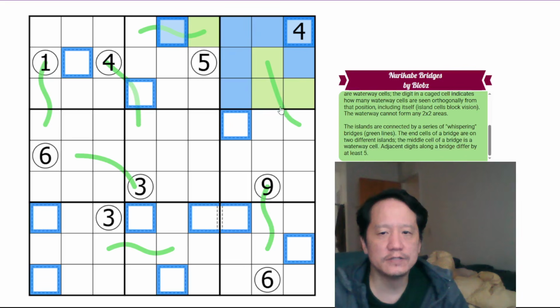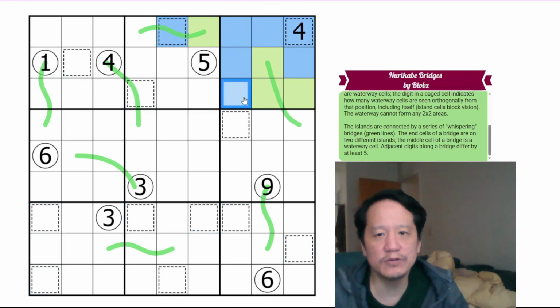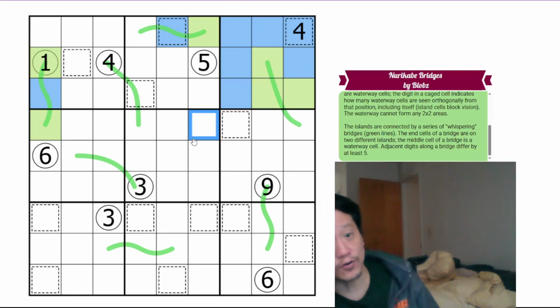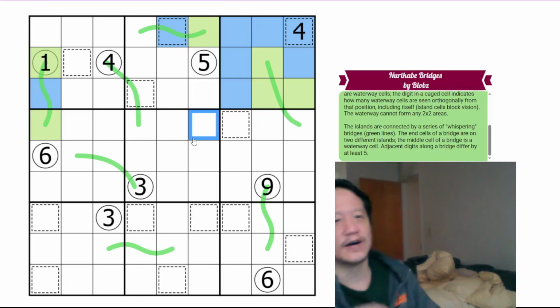The islands are connected by a series of whispering bridges, which are the green lines. The end cells of a bridge are on 2 different islands. So this is on one island, this is on another island. The middle cell of a bridge is a waterway cell. So these have to be land, land, and waterway. Adjacent digits along a bridge differ by at least 5.